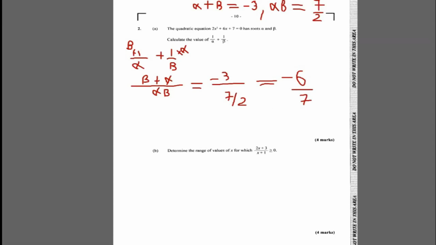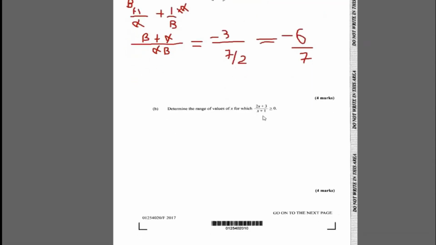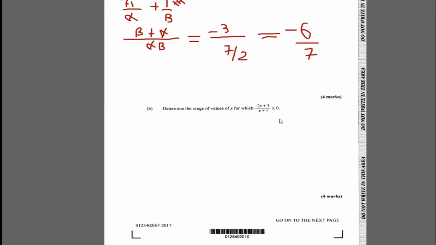Now, the next part of the question says, determine the range of values of x for which 2x plus 3 over x plus 1 is greater than or equal to 0. To do this, we multiply through by the square of the denominator. By multiplying through by the square of the denominator, we're going to get 2x plus 3 times x plus 1 is greater than or equal to 0. This is what we're going to get.